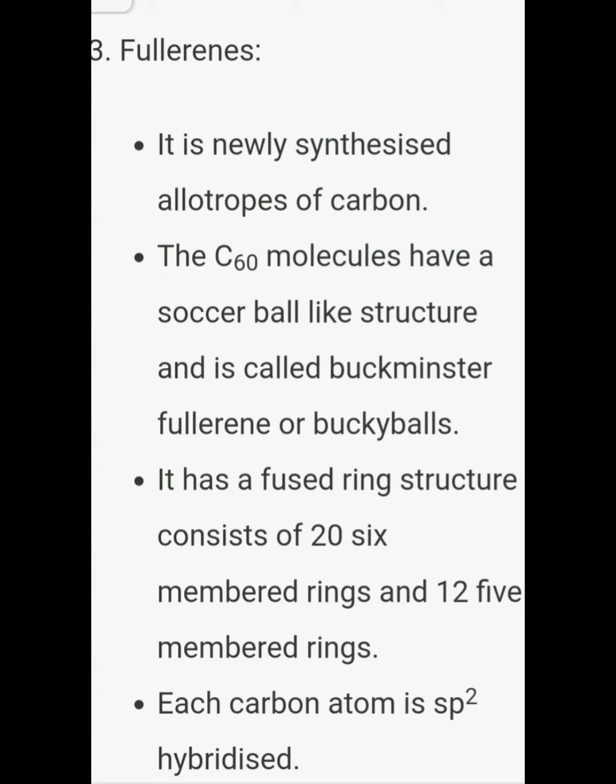Each carbon atom is sp2 hybridized and forms 3 sigma bonds and a delocalized pi bond, giving aromatic character to these molecules. We know benzene has 6 sigma bonds and 3 pi bonds also. Here also, due to the pi bond, it gives aromatic character to these molecules. The C-C bond distance is 1.44 Armstrong and the C=C double bond distance is 1.38.